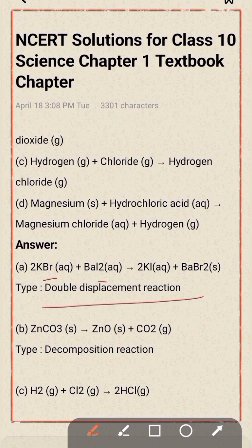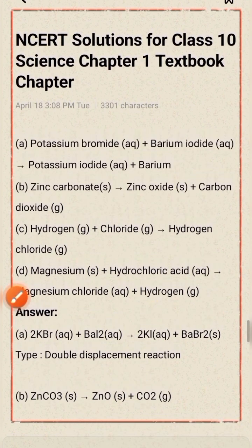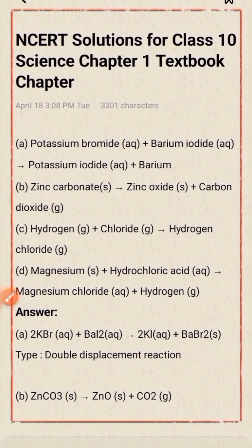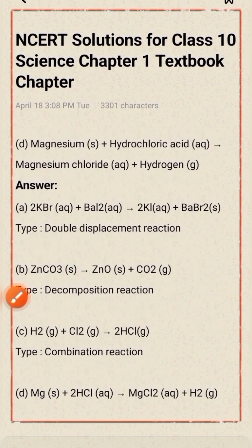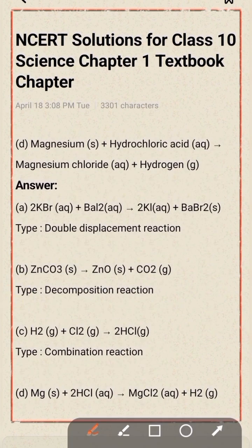Okay, next part, zinc carbonate form zinc oxide and carbon dioxide. This type of reaction, decomposition reaction. Zinc carbonate form zinc oxide plus carbon dioxide, that is decomposition.